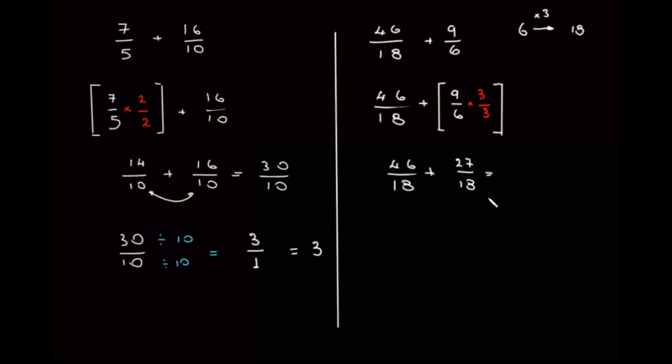Now they both have 18, so they share it, so we can put it like that. That's what it means, that each of these numbers on the top share the 18 as the size indicator, the denominator. So we have 46 plus 27, so the answer there is all over 18. 7 and 6 is 13, carry 1. So that's 3 and 4 gives me 7. There you go. Addition.